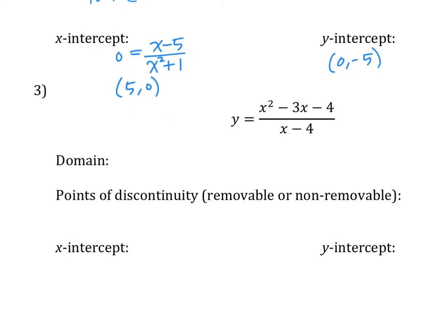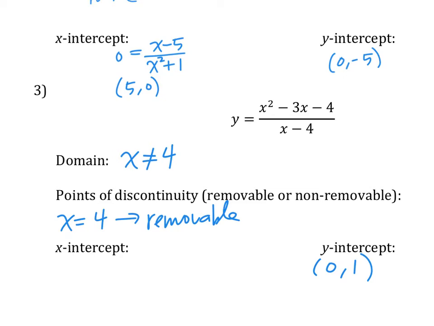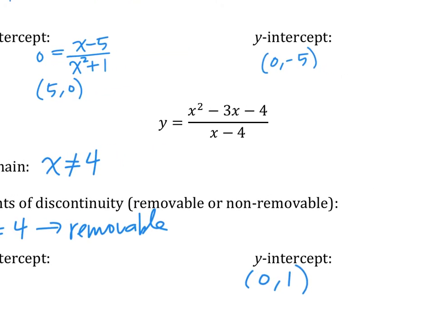Okay, so number 3, this one does have a hole. So please be careful. Go ahead and do everything and then let me know when you're done. Okay, what is the domain? x can't equal 4. Where is the point of discontinuity? x equals 4. What kind is it? Removable. Okay, where is the y-intercept? That 1. Okay, and x-intercept. This is a little tricky. So hopefully you did factor. I'm sure you did. That's why you noticed that it was removable.